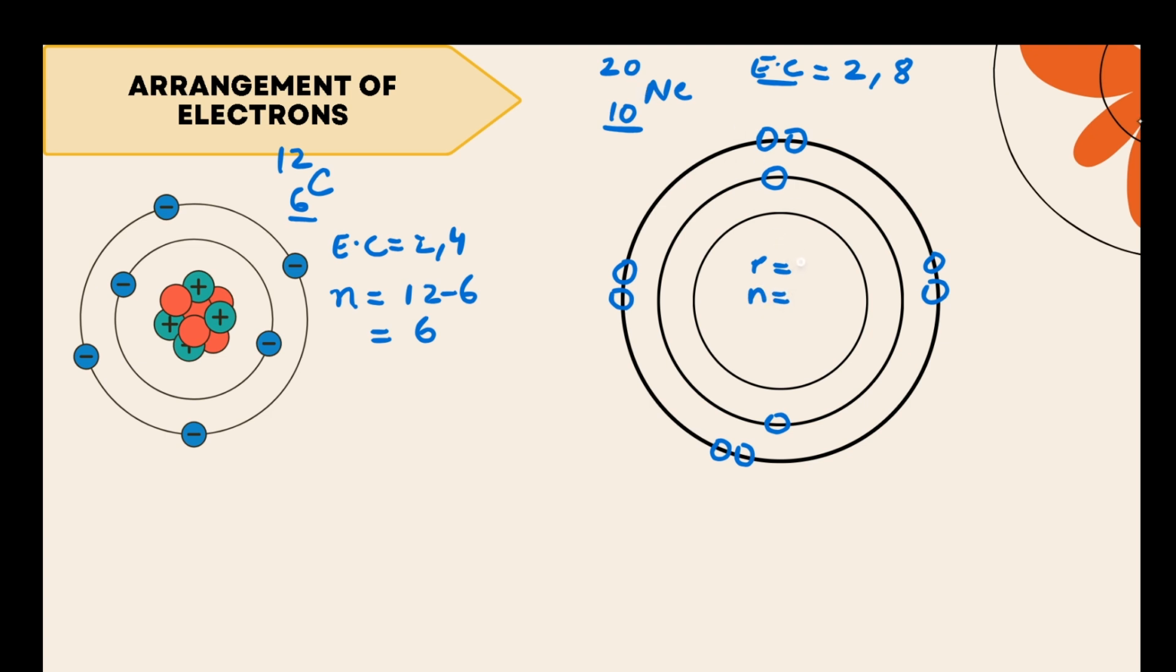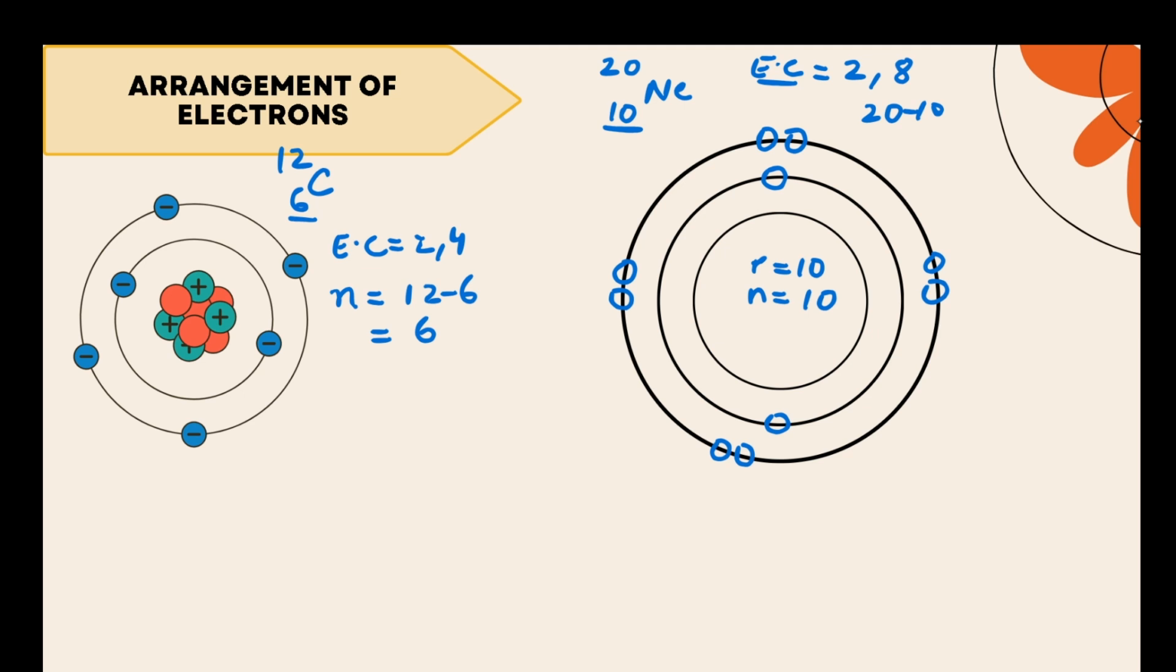And if we have to specify the number of protons and neutrons, protons will be equal to the atomic number, that is 10. And how will you calculate the number of neutrons? Mass number minus the atomic number. So number of neutrons will be 10. So that is how you are going to specify the protons and neutrons in the nucleus. So that is how you will draw.